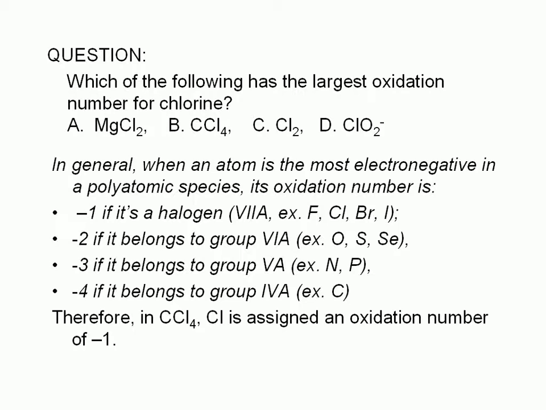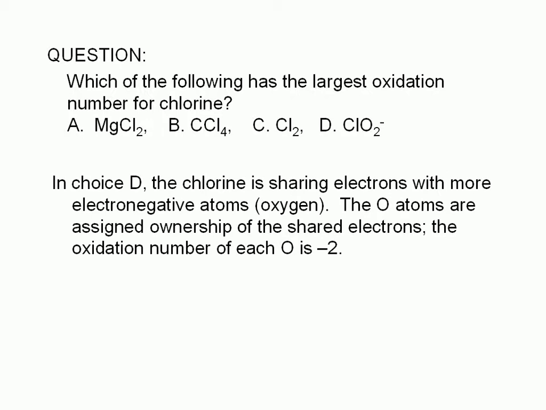Let's examine choice D, the chlorite ion. In choice D, the chlorine is sharing electrons with a more electronegative atom, oxygen. Therefore, the O atoms are assigned ownership of the shared electrons. Since oxygen belongs to group 6A, the oxidation number of each oxygen is -2. In other words, each oxygen atom is treated as if it were an oxide ion, which has a -2 charge.